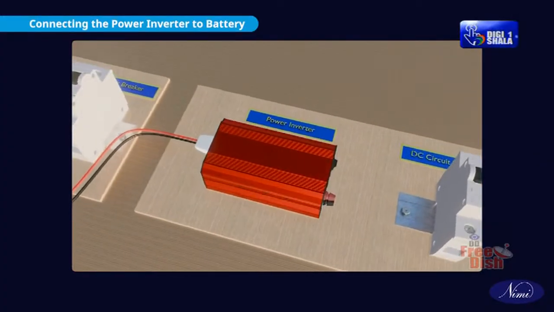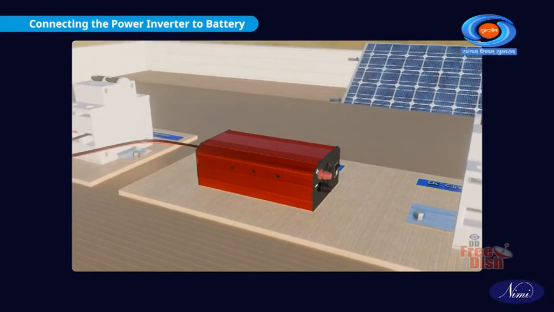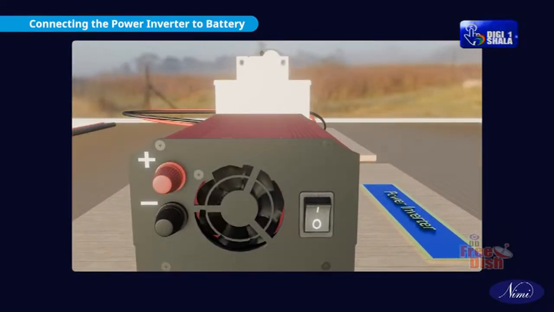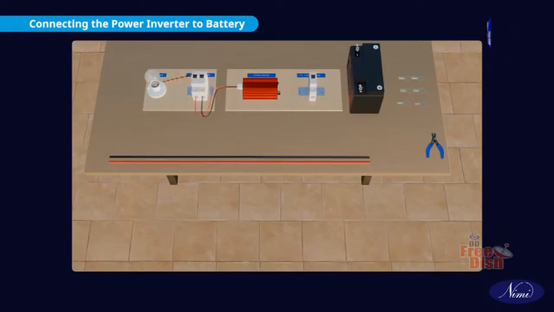Identify the battery terminals on the power inverter. The battery terminals on the inverter are typically labeled battery or with symbols representing positive and negative polarity. Use red colored wires to connect the positive terminal and black colored wires to connect the negative terminal for easy identification.